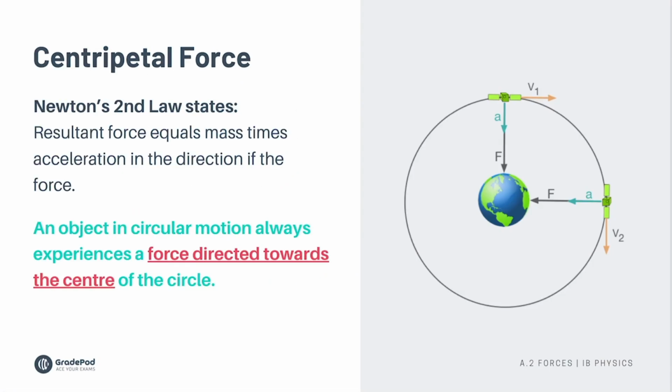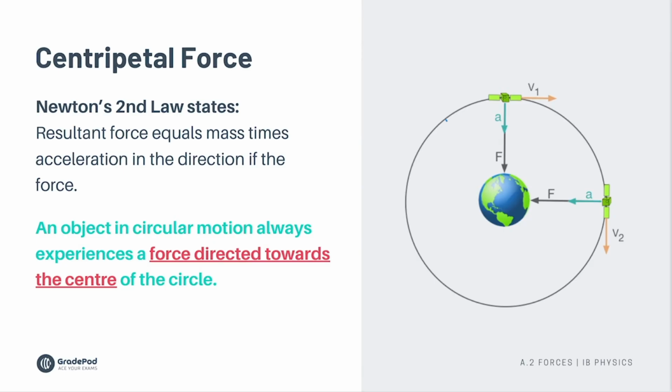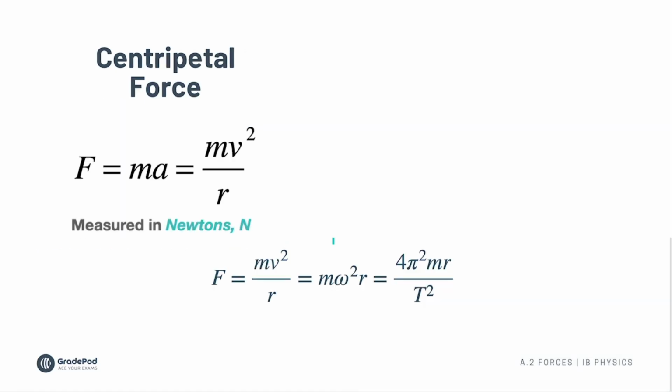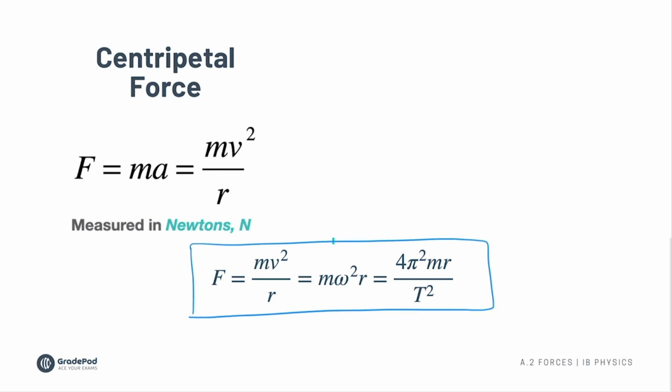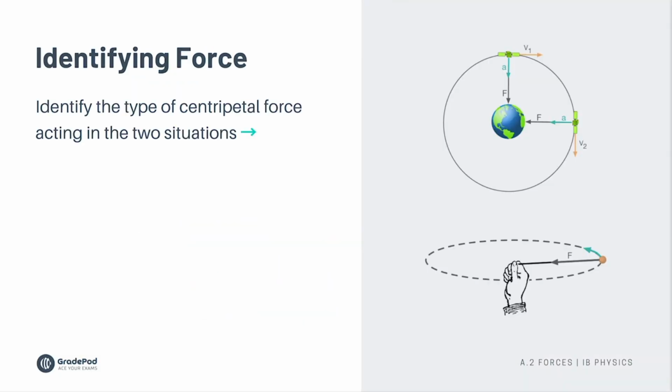Similarly, Newton's second law states that the resultant force equals mass times acceleration in the direction of the force. So if we have acceleration towards the centre, we have force towards the centre. That means we can add F equals ma to our acceleration equations and we end up with these equations for centripetal force. The force is always measured in newtons.